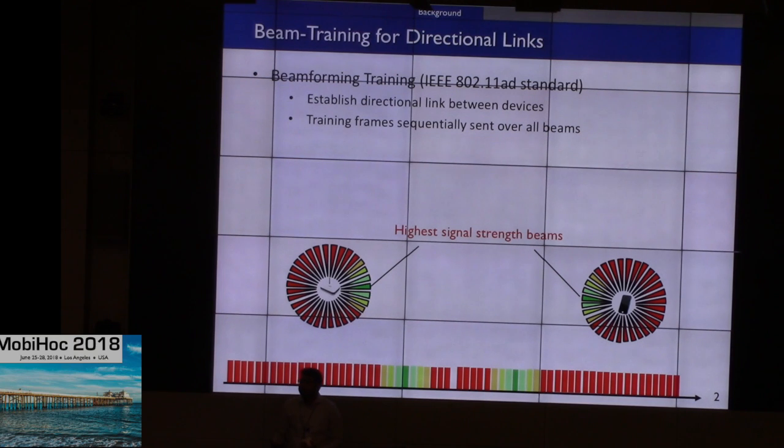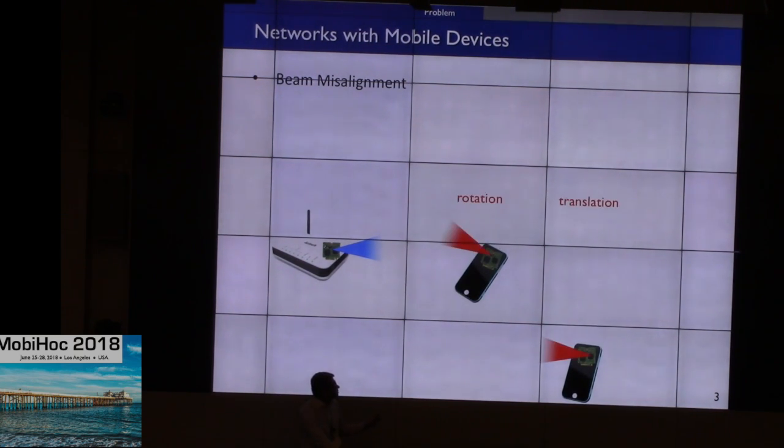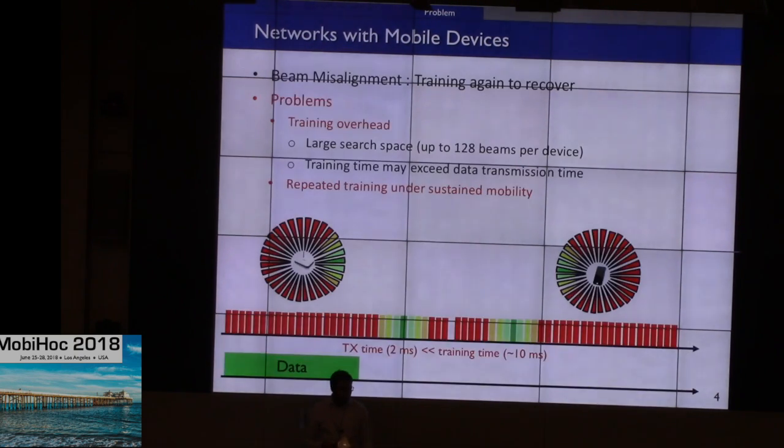Now, this kind of strategy works well for static networks, where you can first train for the beams and then keep on communicating at very high data rates. However, the issue is that when we have mobile devices in our networks, mobility patterns such as rotation or translation can make the beams which were initially selected during the beam training process no longer valid. So this leads to the problem of beam misalignment that can lead to link breakage, and we will have to do the beamforming training process all over again to re-establish the link.